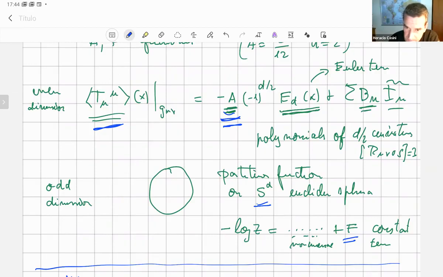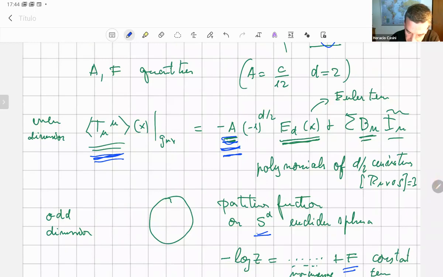In fact, people, Cardy, after the paper by Komargodski, proposed that A was the good quantity for the irreversibility theorem in any even dimension, of course, because there are no trace anomalies in odd dimensions. These things vanish in odd dimensions because you don't have polynomials with dimension D. You have only polynomials with even dimension.